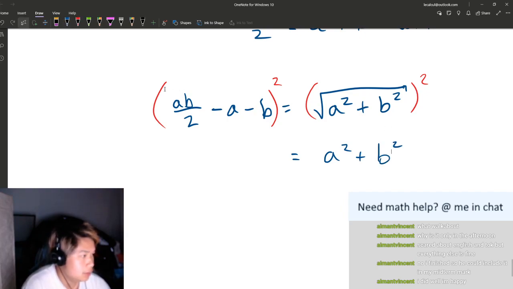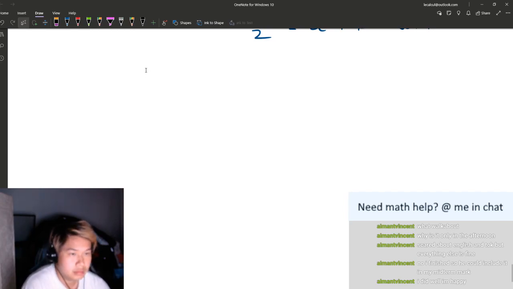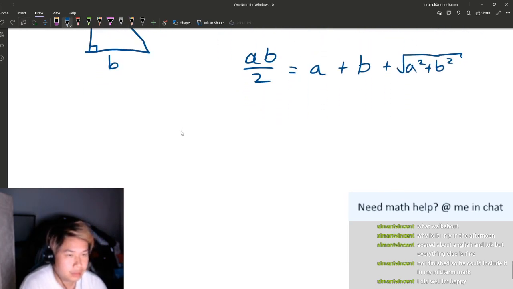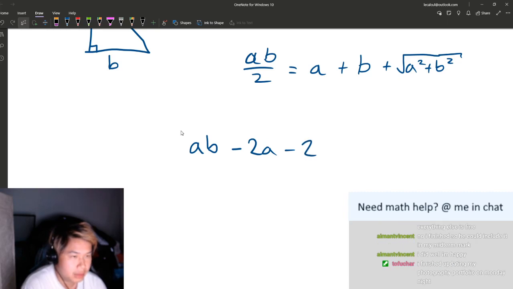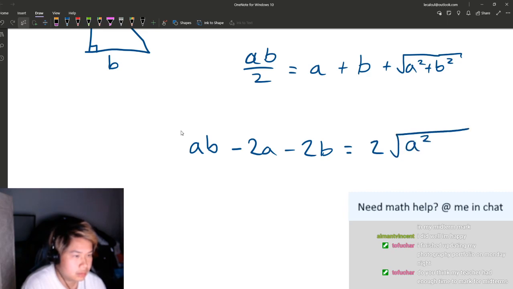Because then I have to square this trinomial. Actually, I want to deal with the fractions. I'm going to multiply everything by 2, and then I'm going to have AB minus 2A minus 2B is equal to 2 root A squared plus B squared.